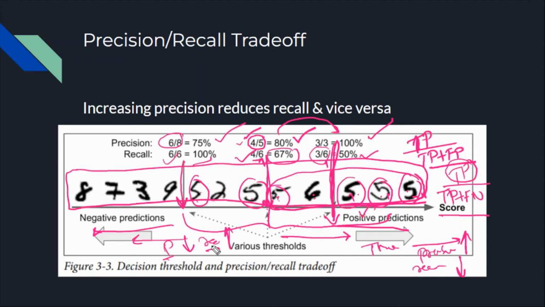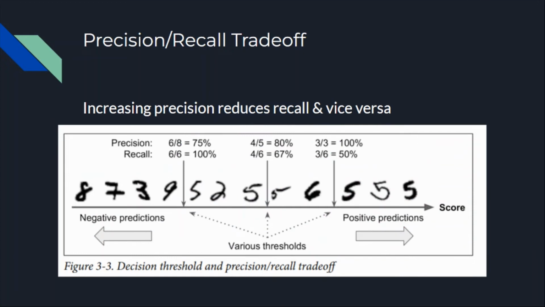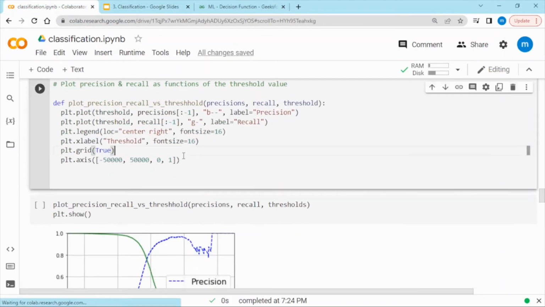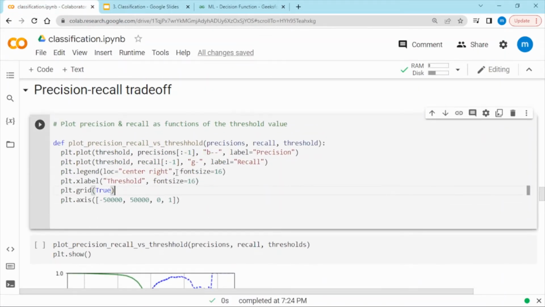When you increase the threshold, my precision increases. When you decrease the threshold, my recall increases. I hope you understand with the help of this diagram. Let me explain with the help of the notebook now. So this is the graph between precision and recall.